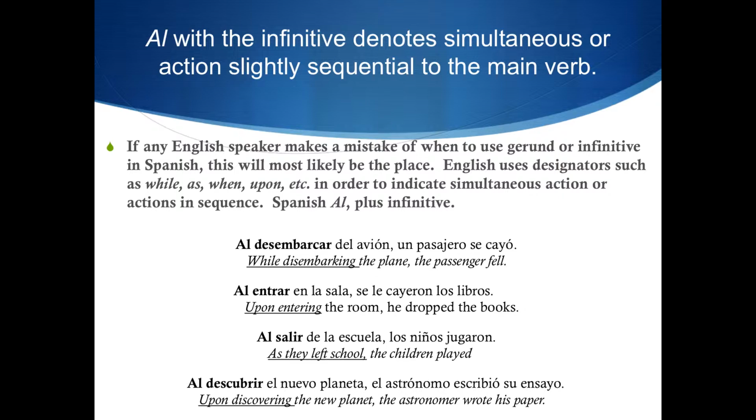Now, whether you use while or as or when or upon to translate kind of depends on very fine points you might have to clarify, because al can mean any of those, while or upon or as. But notice that where in English we use the gerund, desembarking instead of desembarcar, entering instead of entrar, leaving school or as they left school, and discovering, the Spanish does not use the gerund.